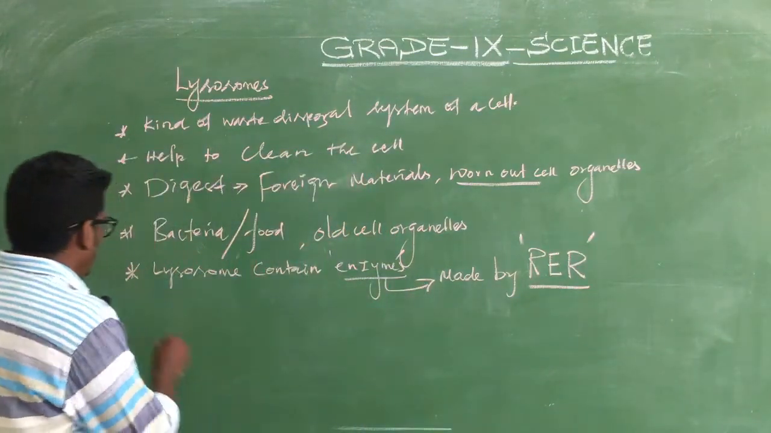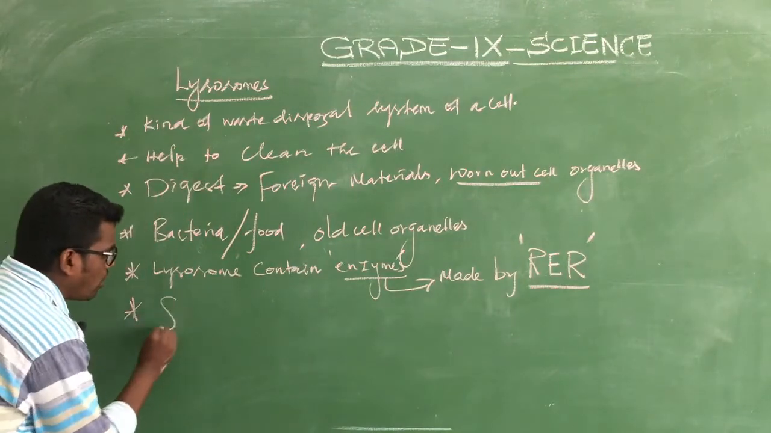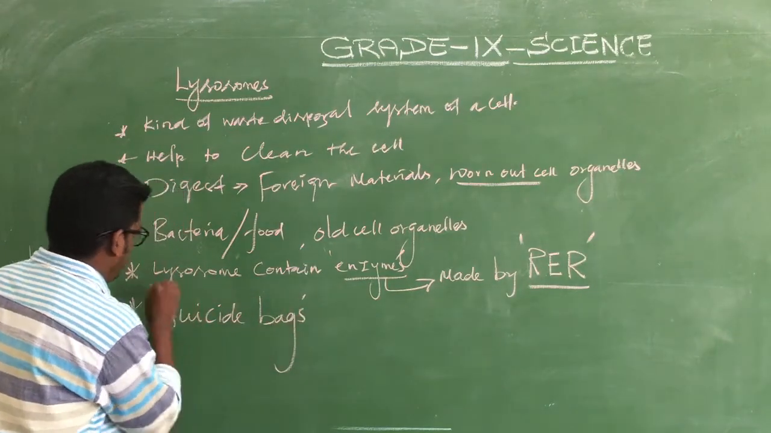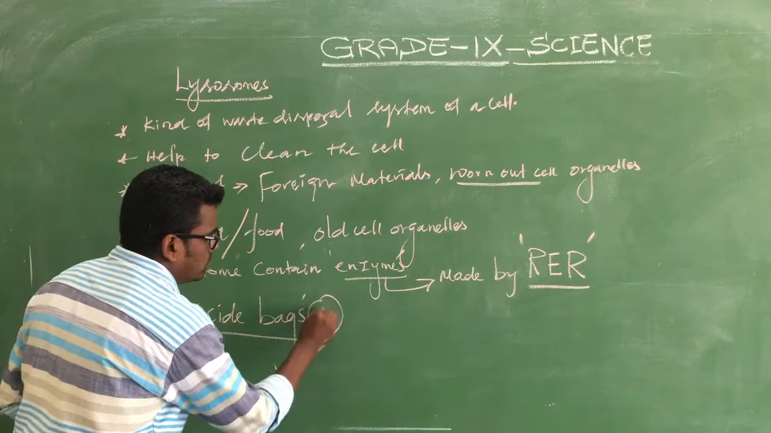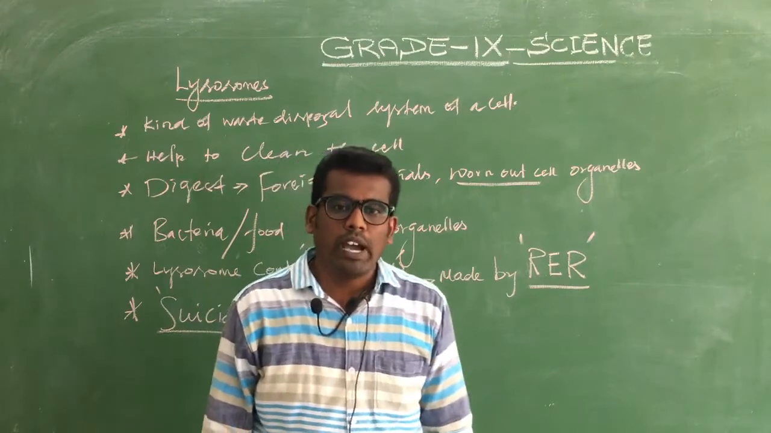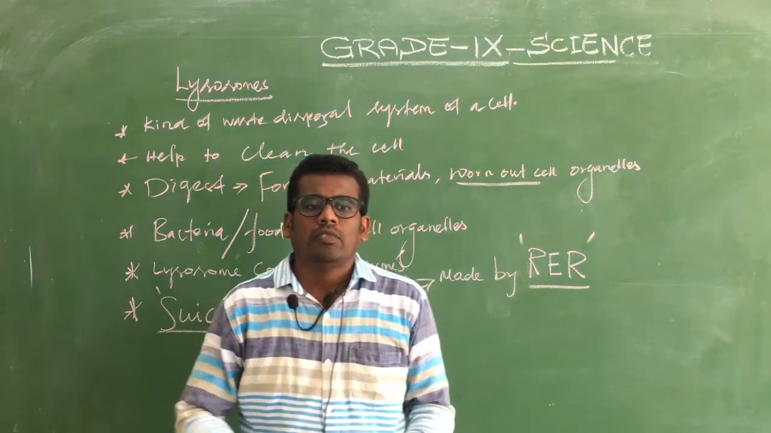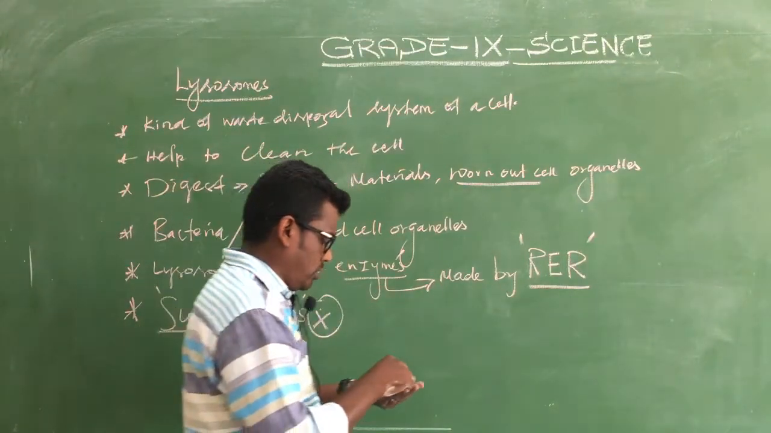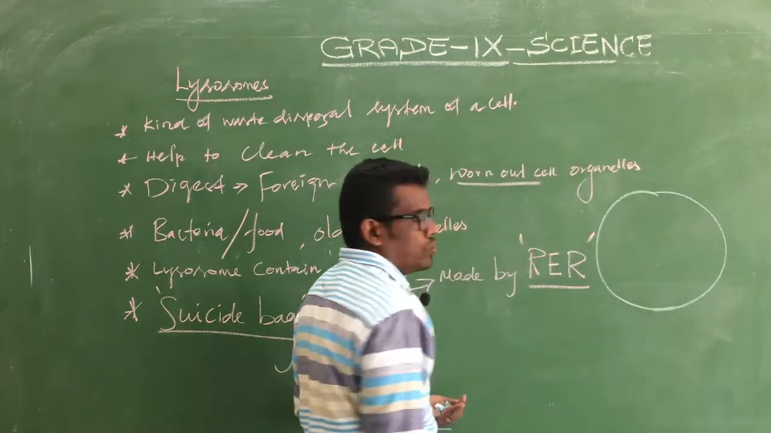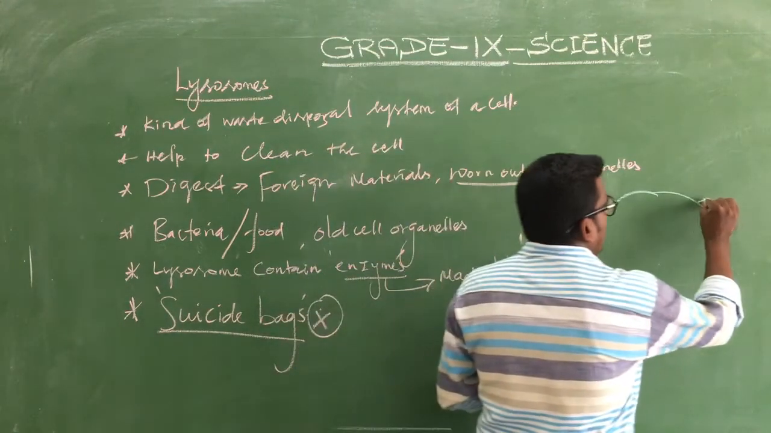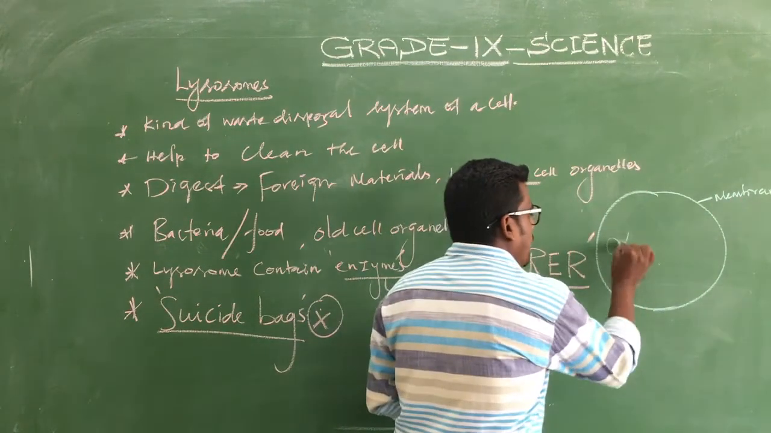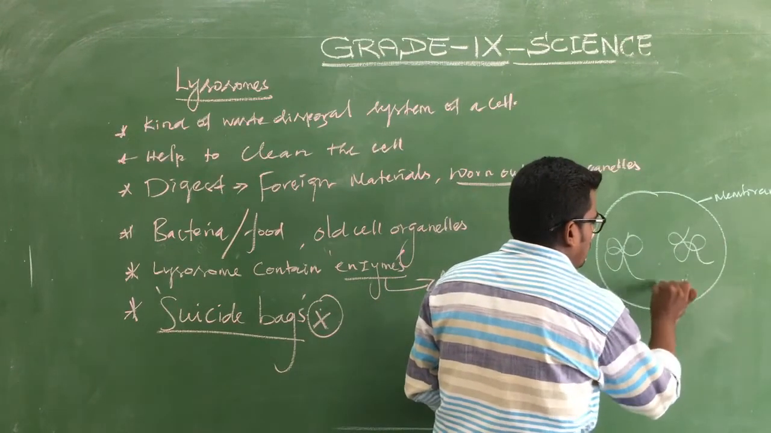And this lysosome we generally call a suicide bag. Very important one. Why is it called a suicide bag? When a foreign body enters, for example, this is the structure of a lysosome. This is a membrane, and these are the enzymes.